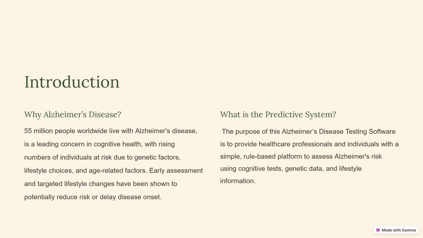What is the predictive system? The system offers healthcare professionals and individuals a straightforward and rule-based platform. It integrates cognitive tests, genetic data, and lifestyle inputs to assess Alzheimer's risk effectively.